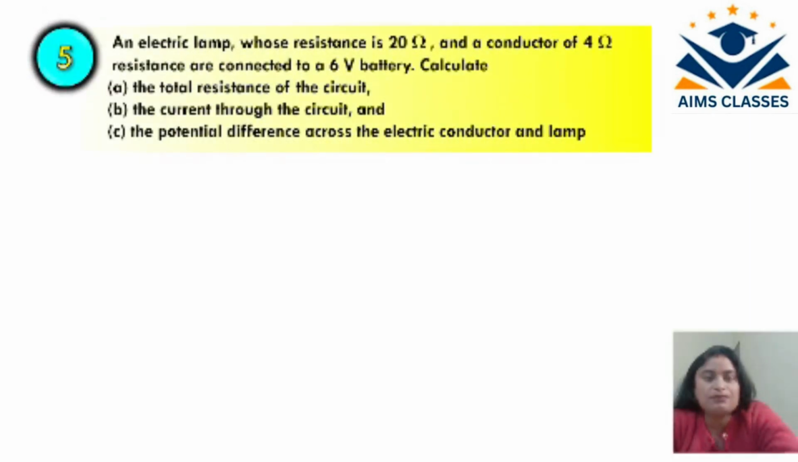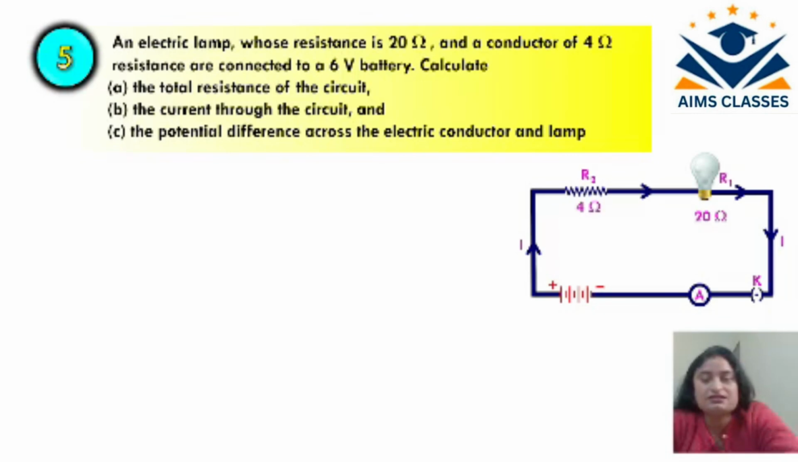An electric lamp whose resistance is 20 ohm and a conductor of 4 ohm resistance are connected to a 6 volt battery. Calculate the total resistance of the circuit, the current through the circuit and the potential difference across the electric lamp and conductor. So here resistance is 20 ohm and conductor resistance is 4 ohm and they are connected to a 6 volt battery.